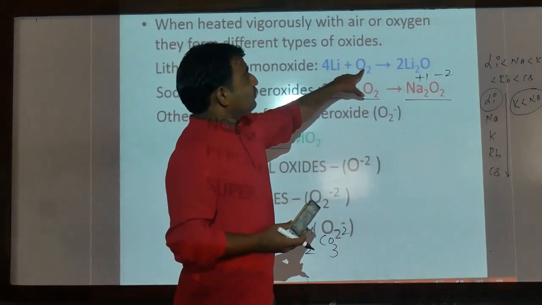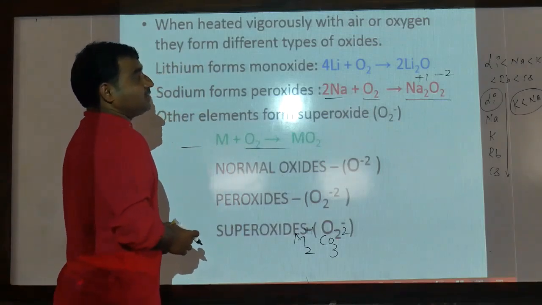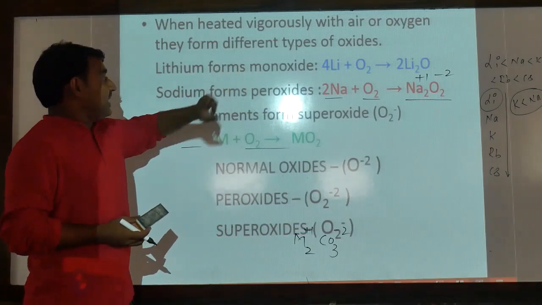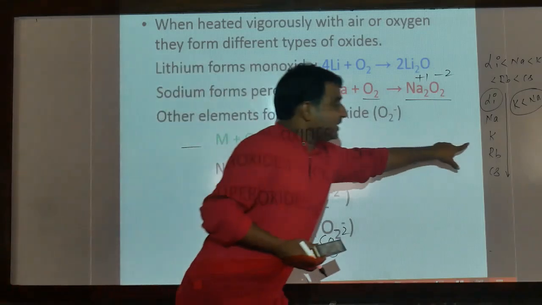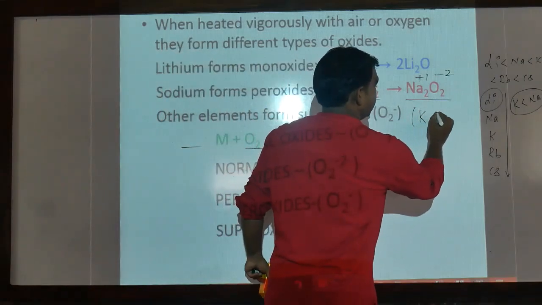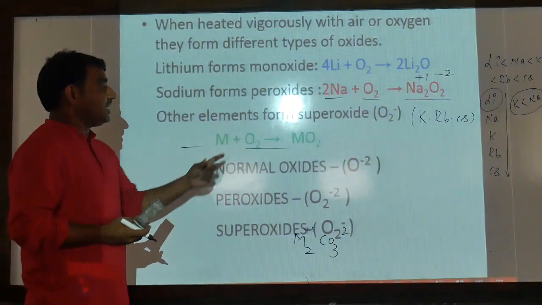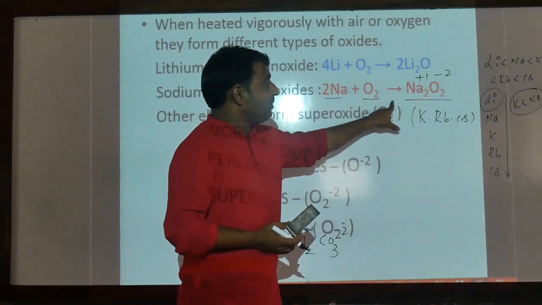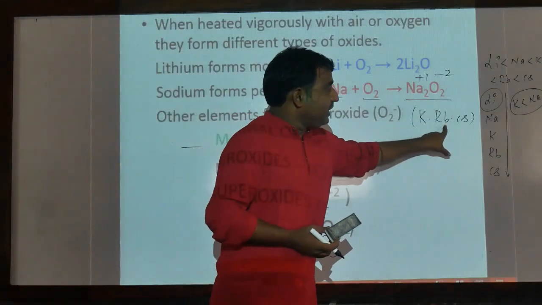Here lithium reacts with the oxygen, so lithium monoxide will be formed. What about the charge here? -2 and +2. So lithium will form the monoxide and sodium will form the peroxide. Other than sodium, like potassium, rubidium and cesium, will form superoxides when they react with the oxygen. The charge of that superoxide will be O2 -1, and M here means potassium, rubidium, cesium.